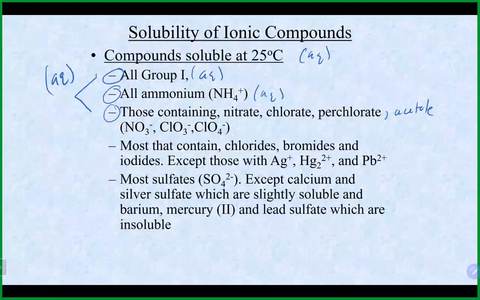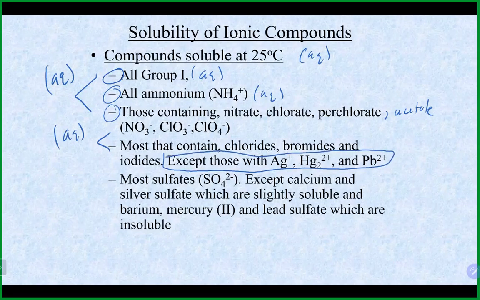Things that have chloride, bromide, and iodide are going to be soluble as well. But there are some exceptions, and that is these three right here. If you have a chloride, a bromide, or an iodide that contains silver, mercury 1, or lead 2 in it, it is actually going to be the opposite of soluble, which means they will be insoluble, and you would give it the solid symbol next to it. So those are some exceptions to things that are normally soluble.